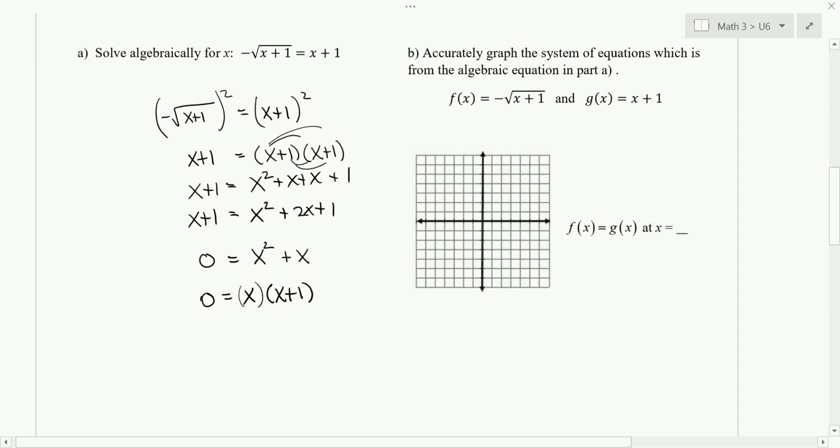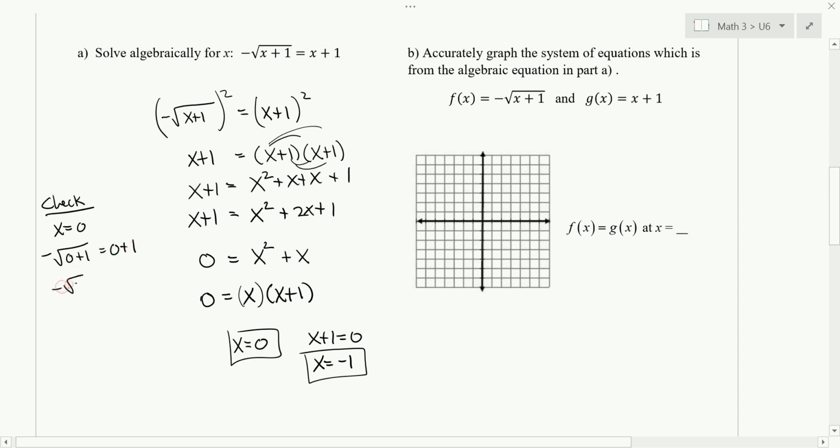So now we could set each factor equal to 0. We get x equals 0 and x plus 1 equals 0, which means x is -1. So 2 answers. Just need to check to see if we can keep them both. Okay, so if we try 0, we end up with negative square root of 0 plus 1 is equal to 0 plus 1. And so that's negative root 1 is 1, or -1 equals 1. And that's not true. So we got to throw out the 0.